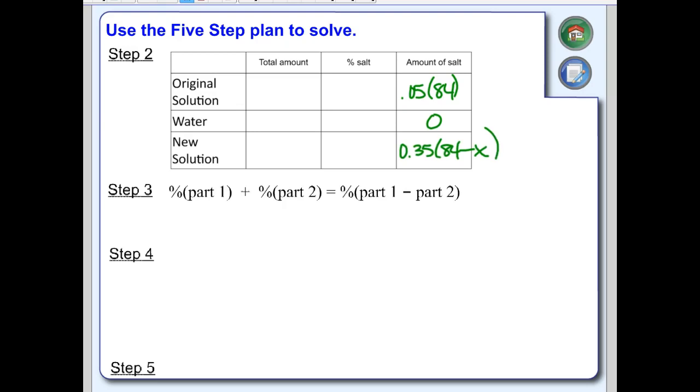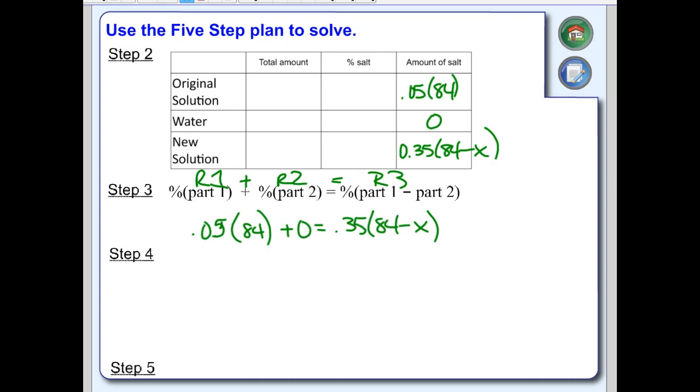All right, so row 1 plus row 2 equals row 3. So we've got 0.05 times 84 plus 0 equals 0.35 times 84 minus x. All right, and we're going to go ahead and finish the job here. Now I think I'm going to get rid of my decimal. I'm going to multiply by 100, make life easier.